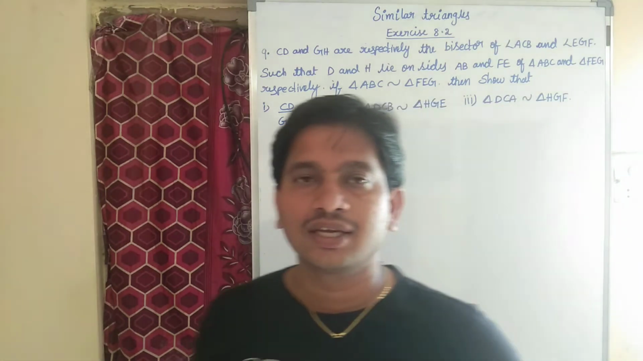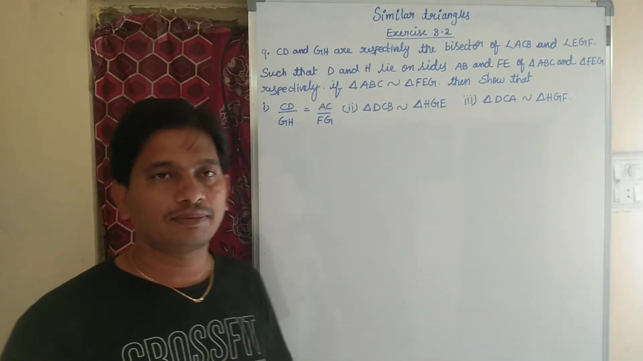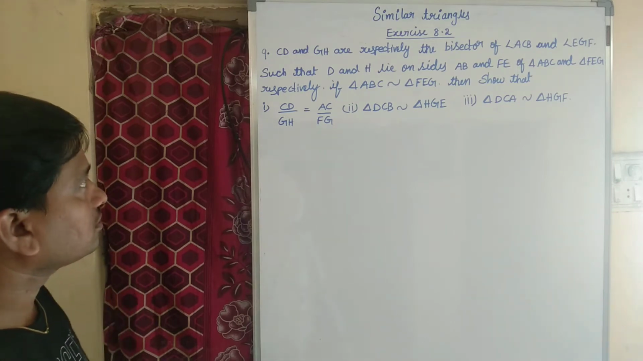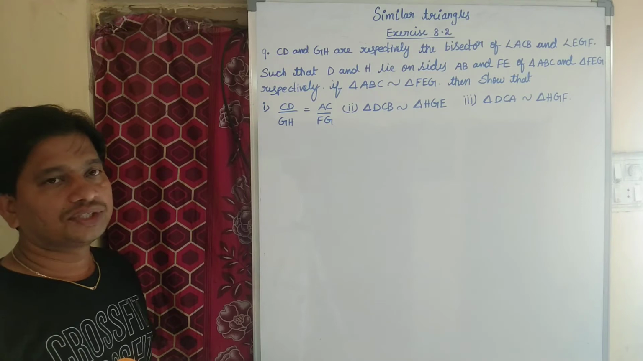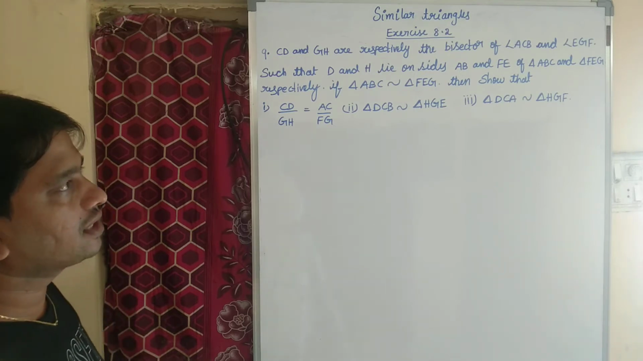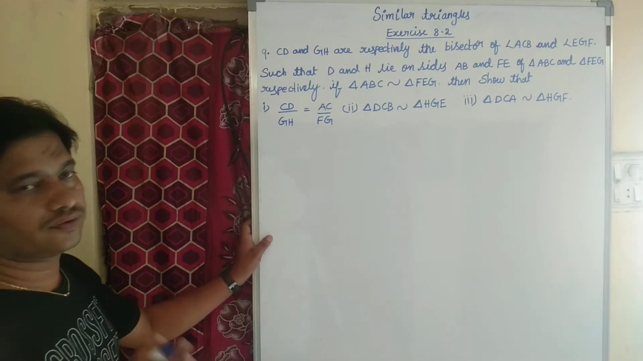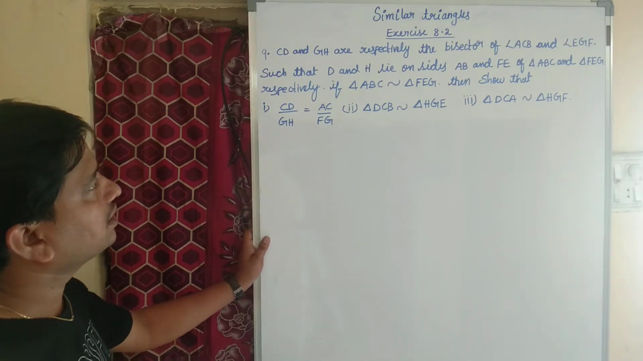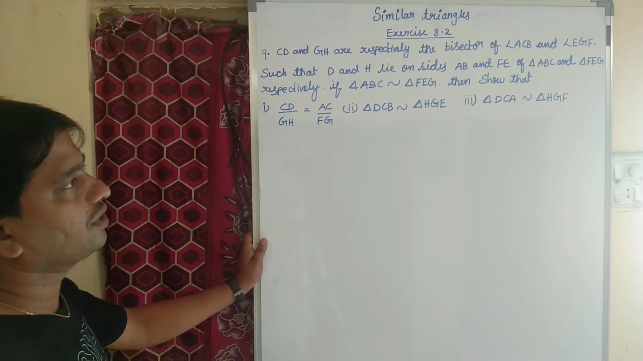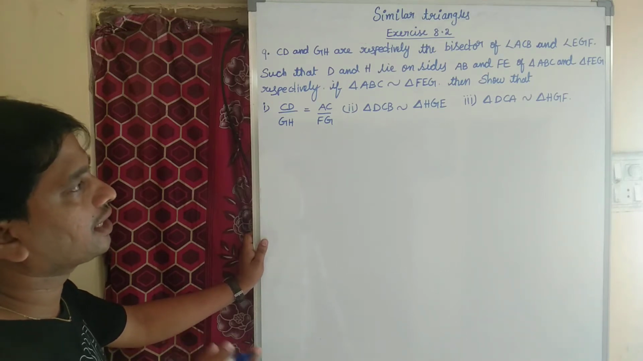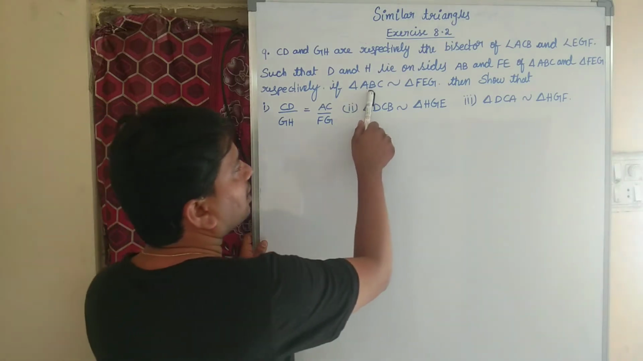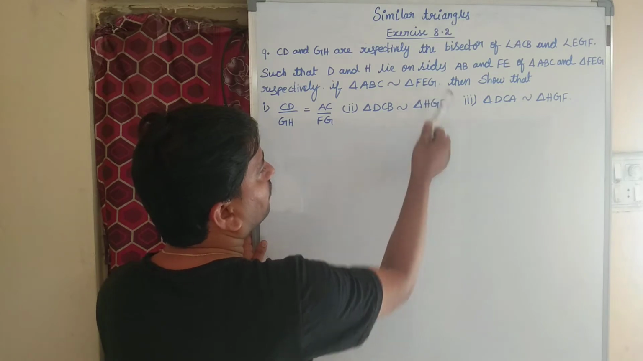Hello students, in this video let us discuss exercise 8.2, ninth question. CD and GH are respectively the bisectors of angle ACB and angle EGF, such that D and H lie on sides AB and FE of triangle ABC and triangle FEG respectively. Triangle ABC is similar to triangle FEG.